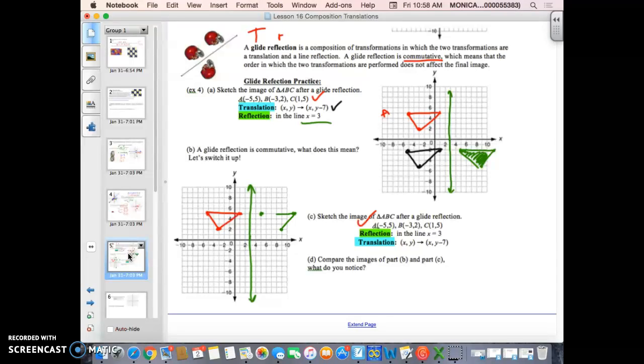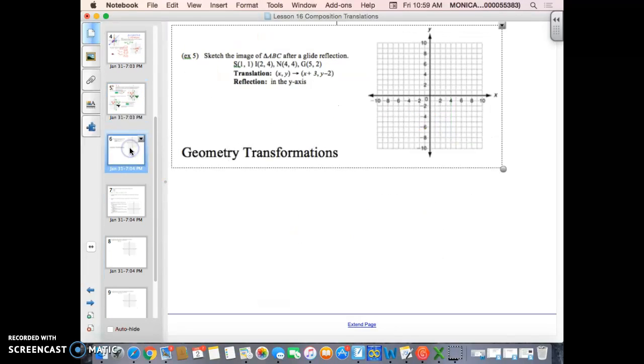which is here. Okay, and now I'm going to translate 7 units down. And what you'll notice, 1, 2, 3, 4, 5, 6, 7. So this is 5, 6, 7. Check it out. My final image here and my final image here are in the exact same position. So for a glide reflection, it doesn't matter the order. You'll still end up at the same spot. It's called the commutative property.